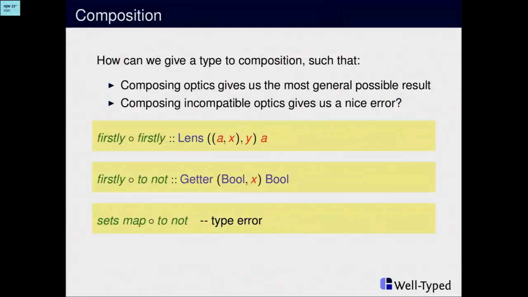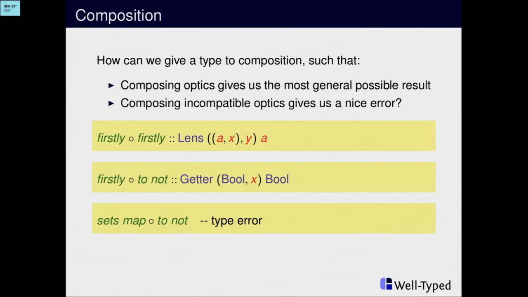So if we compose together a lens, firstly with a getter like `to not`, just the function that negates its input, then we'd like that to be a getter. On the other hand, sometimes it's not possible to compose together different optics.